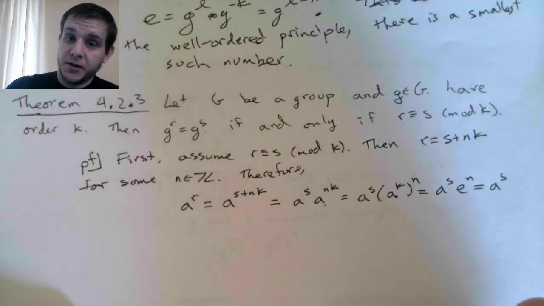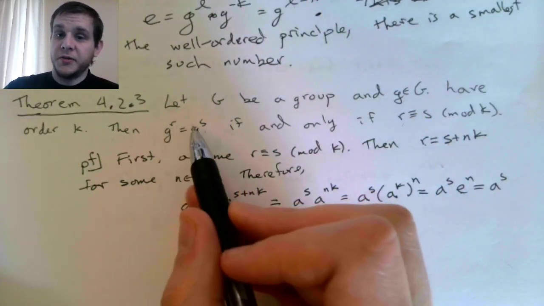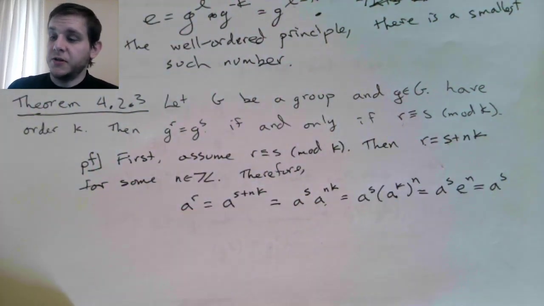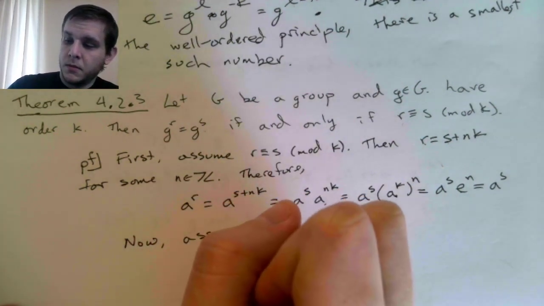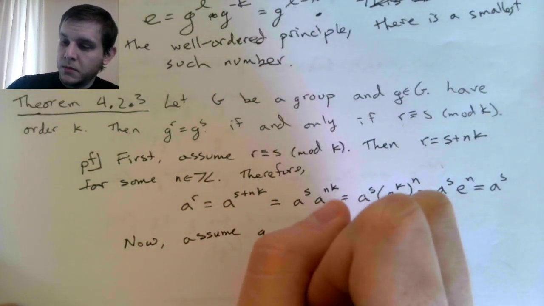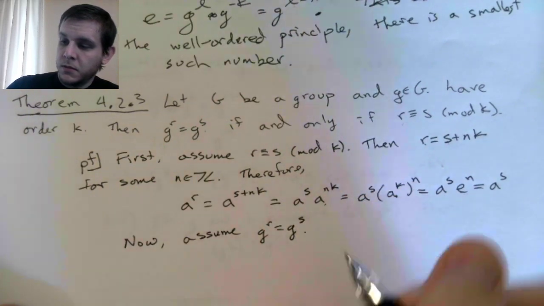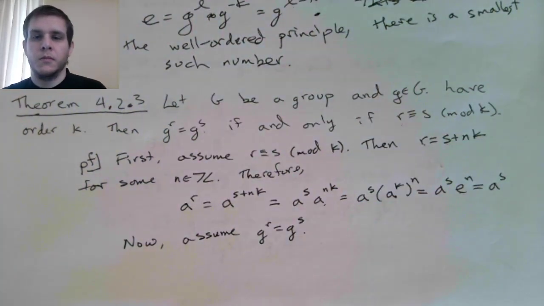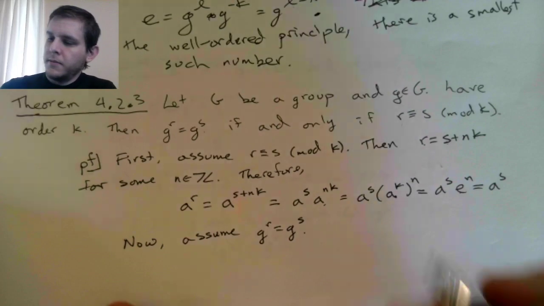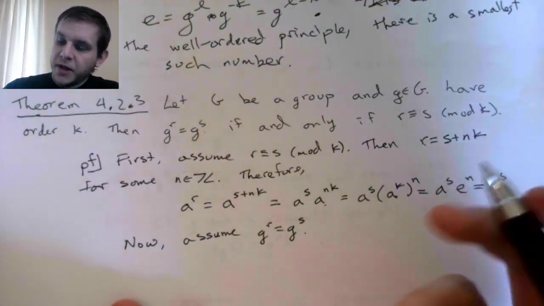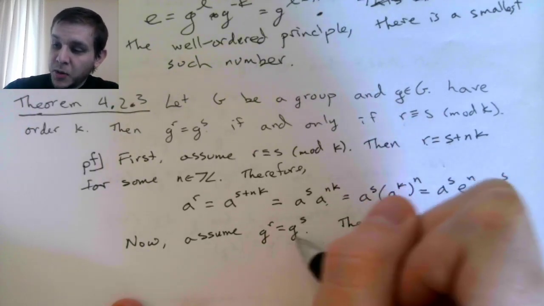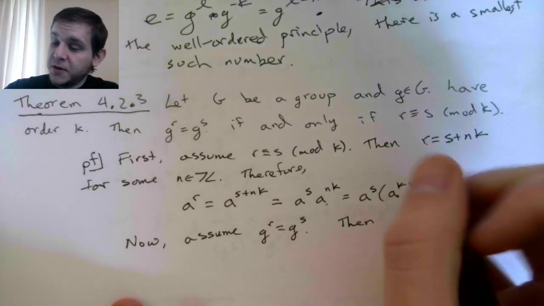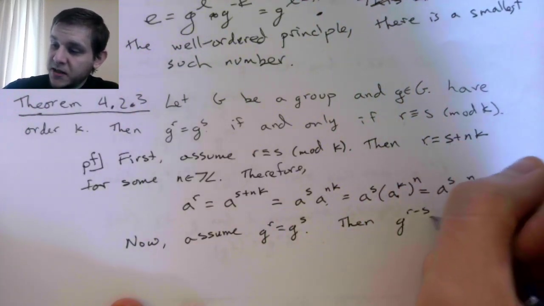So now we prove the opposite direction. We're going to assume that g to the r equals g to the s and prove that they're congruent modulo k. Well, what can I do? I can subtract one side from the other, or I can multiply by the inverse of one side, so g to the s inverse. So g to the r minus s is equal to the identity.